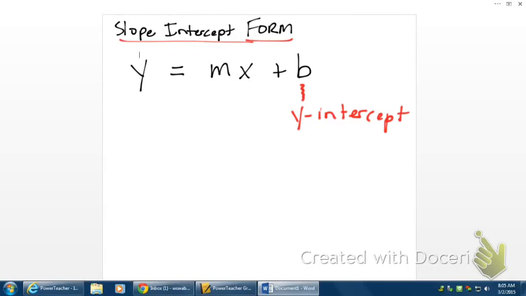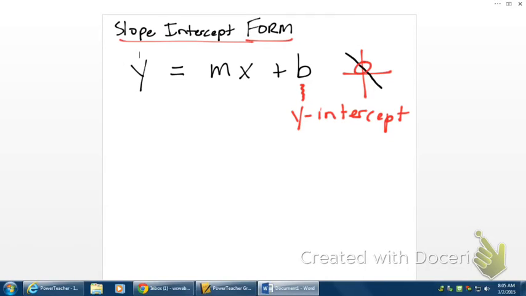So like if we had a graph over to the side, and we had a line going here, that point is the y-intercept. Where it crosses the y-axis. Okay, that's what b stands for.